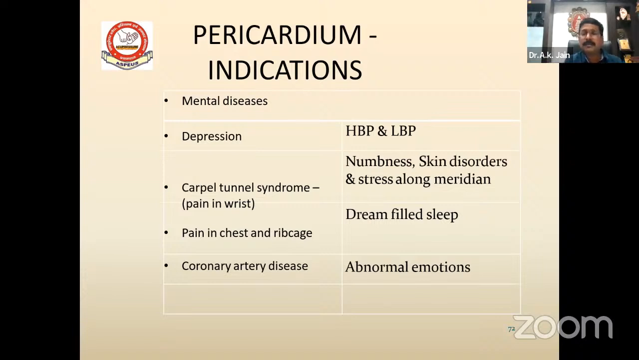Commonly, we know the pericardium as the covering of the heart, but as per TCM theory, the pericardium is part of the brain. So common indications related to the pericardium meridian are mental disease, depression, pain in the chest and ribs, coronary artery disease, and abnormal emotional problems. The pericardium meridian has 9 points in total. The pericardium meridian is very useful for emotional problems. For all problems related to emotions, you can treat the pericardium meridian.